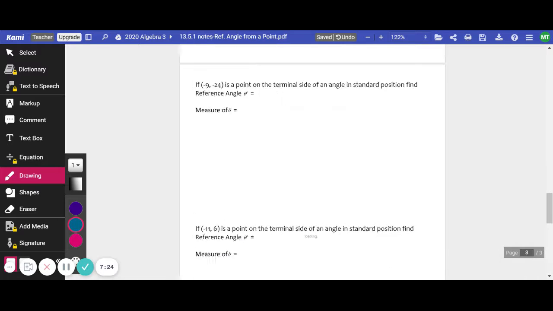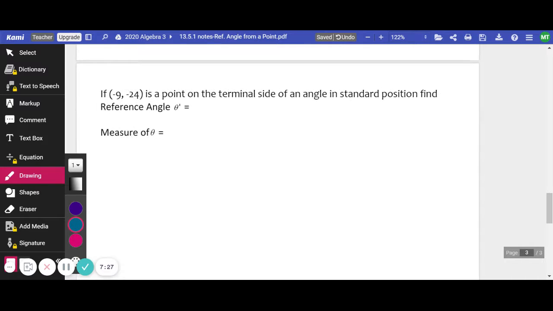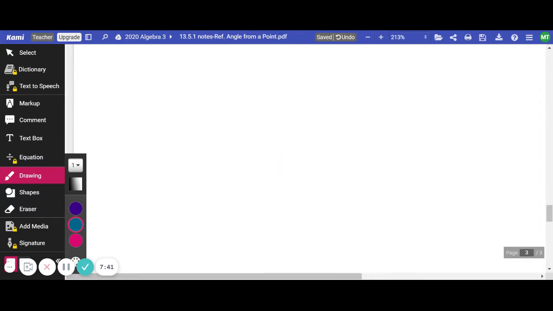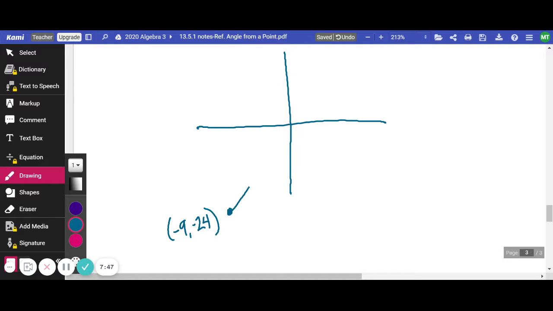Okay, now what I want you to do is let's do one more together, just to make sure you understand. Okay, so -9, -24. So it's going to be down here. I'm going to draw my triangle. And this is -9 and -24. And then this is my theta prime.